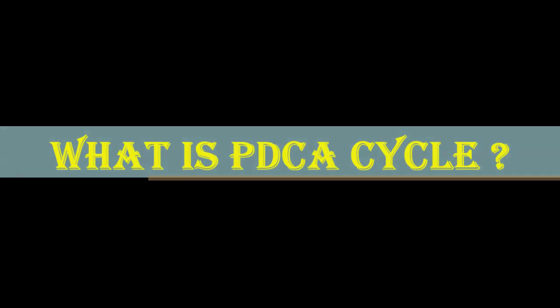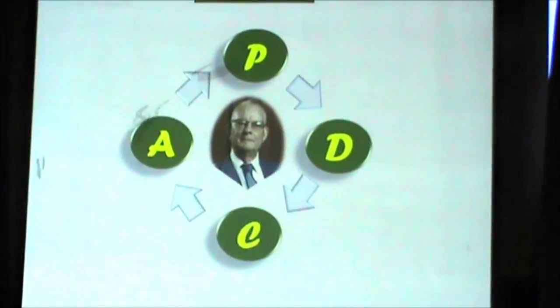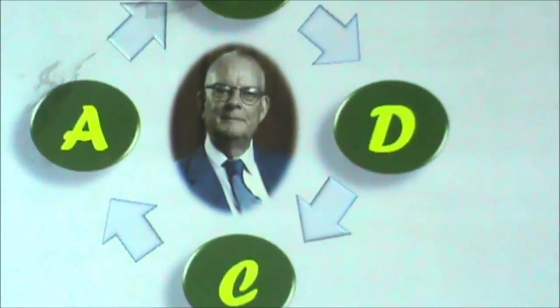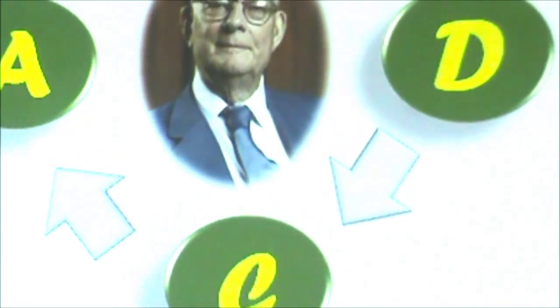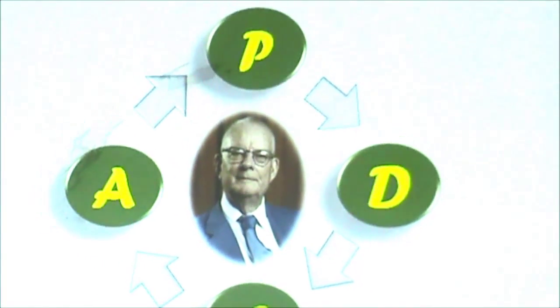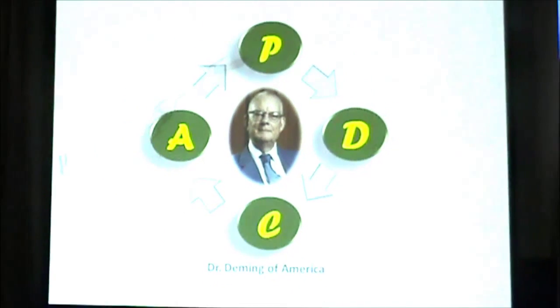What is the PDCA cycle? Let us deal with this famous PDCA cycle now. Let us have a look there. The famous PDCA cycle: plan, do, check and act, given by Dr. Deming of America. What is so great about the PDCA cycle? A common sense based but very important cycle. Let us understand this a little better.